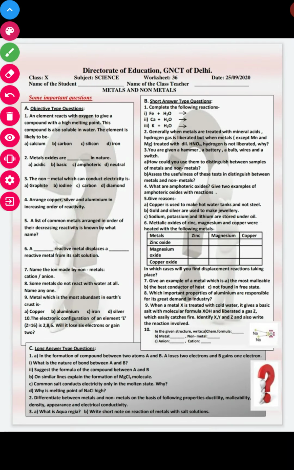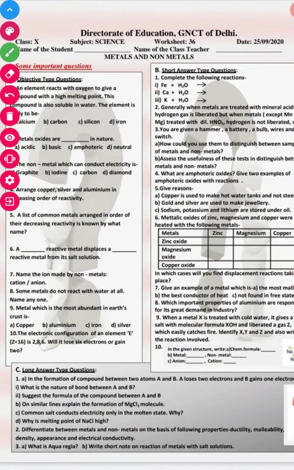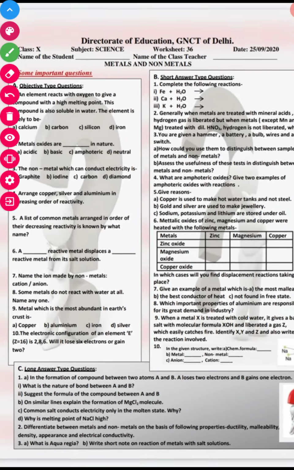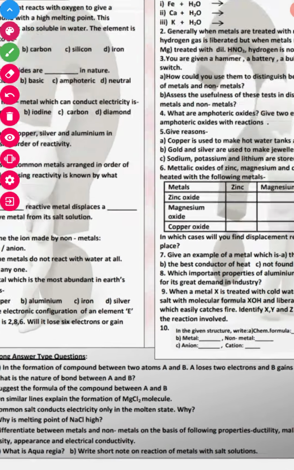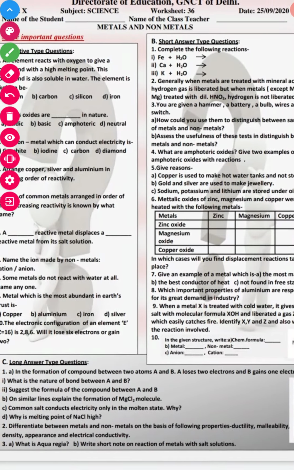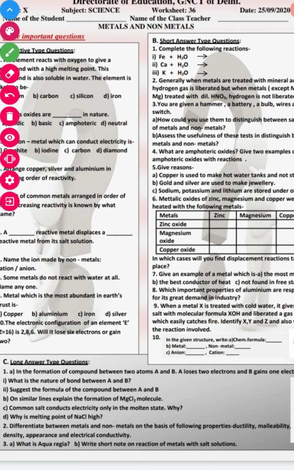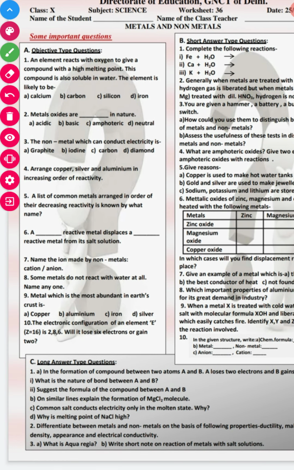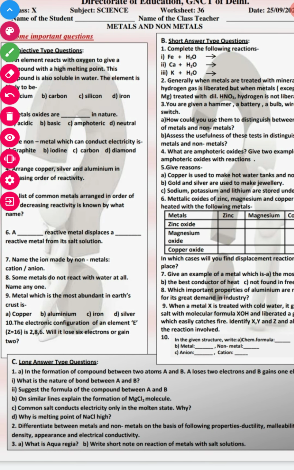Next we have long answer type questions. First question: in the formation of a compound between two atoms A and B, A loses 2 electrons and B gains 1 electron, right? So we have to answer these two questions. What is the nature of bond between A and B? Students, this is almost related to your worksheet which we have done recently, right?